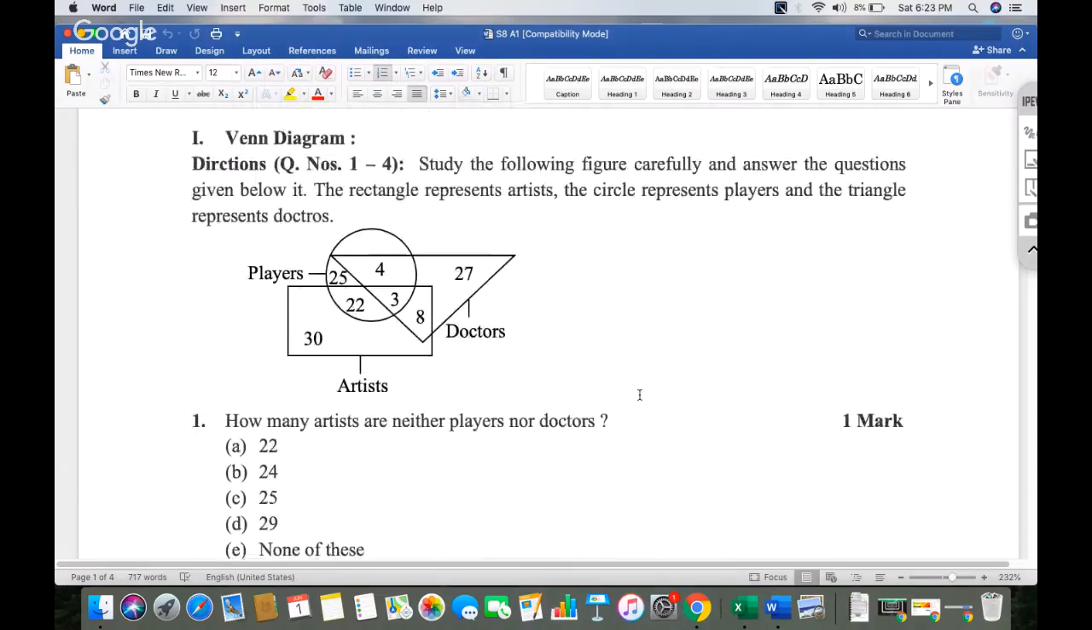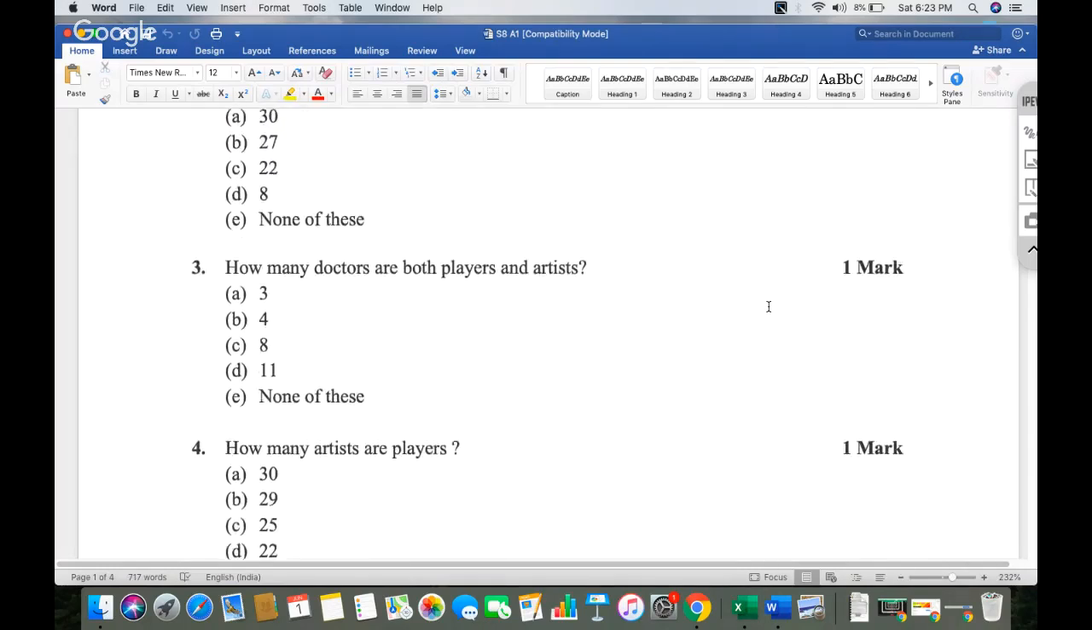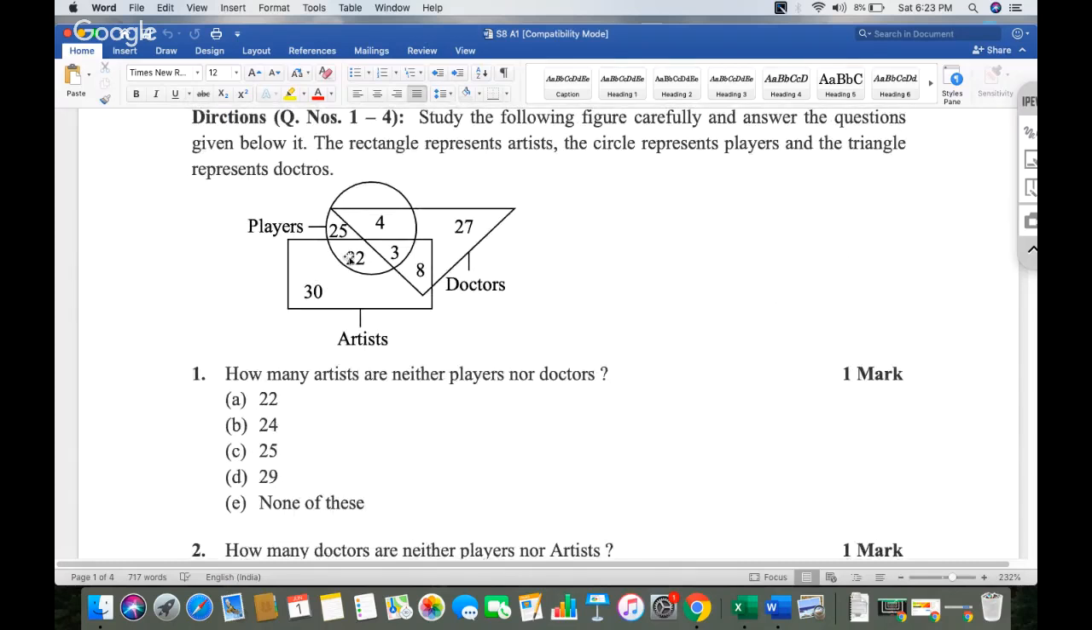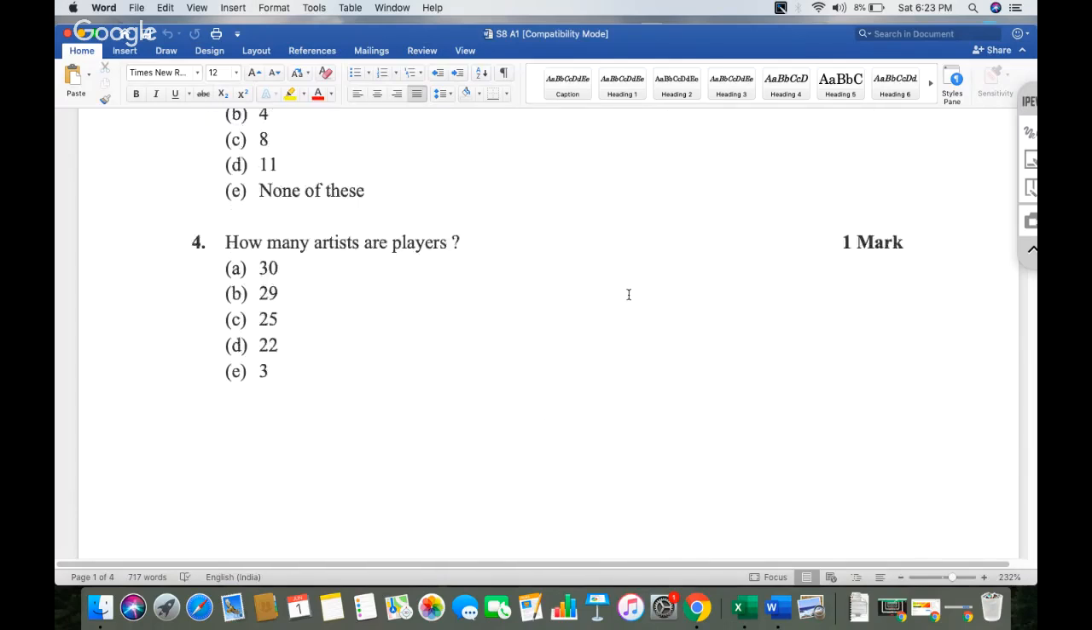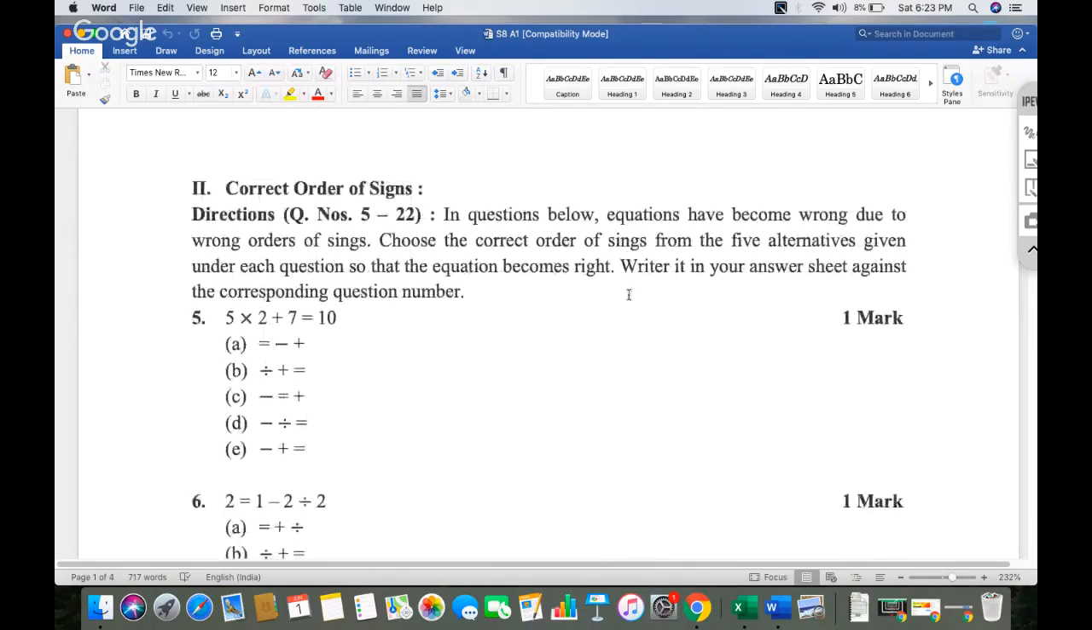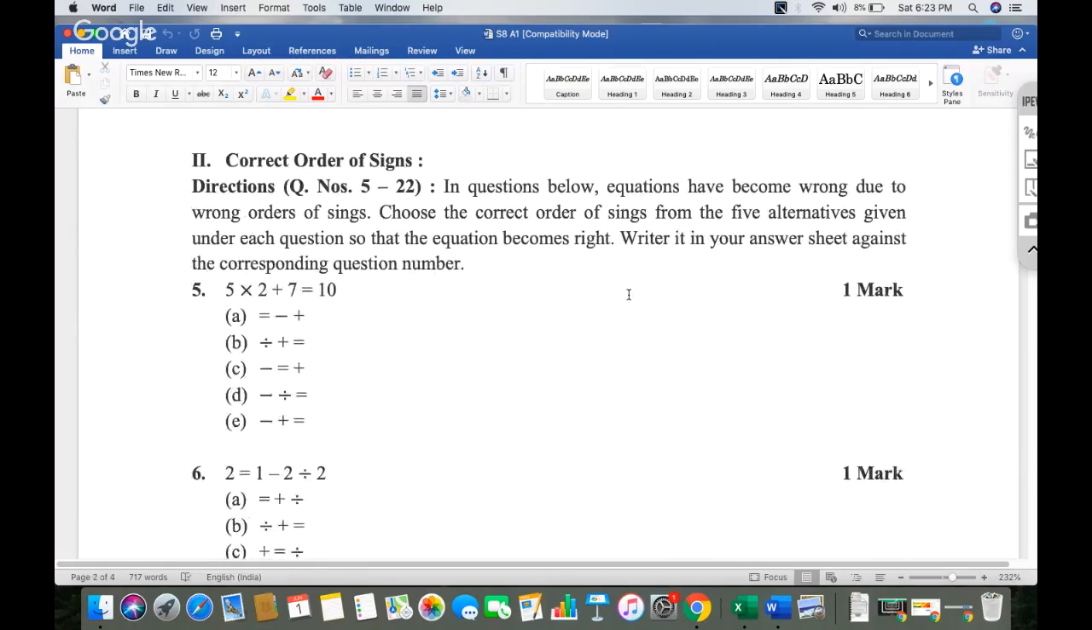You may ask how, artist and player, this 3 which is here is also part of artist and player. I have to find out, question number 4, how many artists are players. You see here between artist and player 22 are common, but these 3 who are artists and players and also doctors, they are artists and players also. That's why I'm adding 22 plus 3 and the answer is 25. Now solve these questions. Question 4 answer is C, not D.